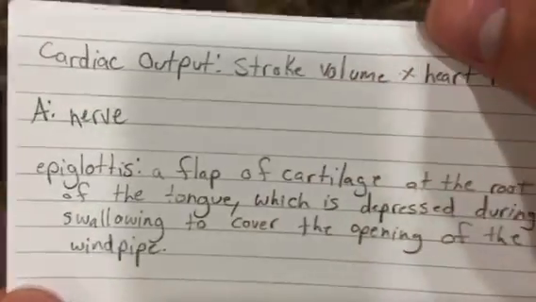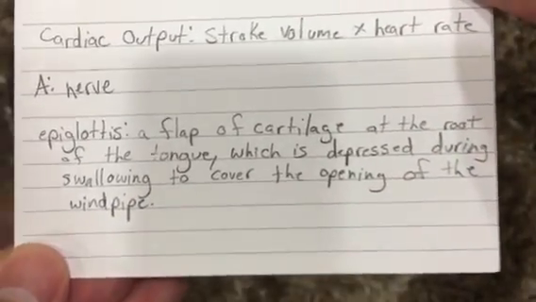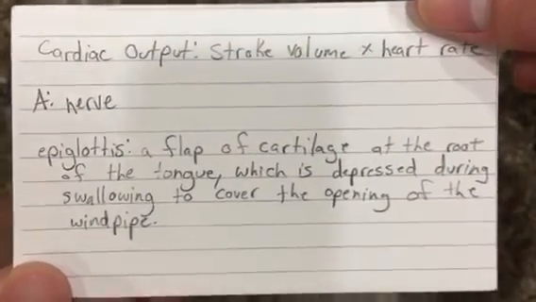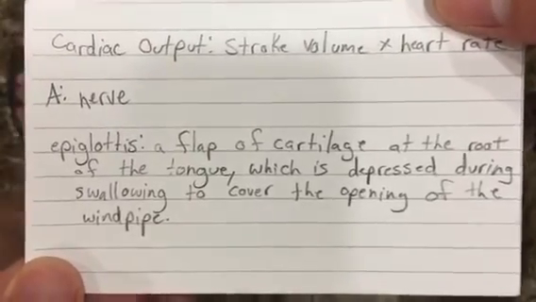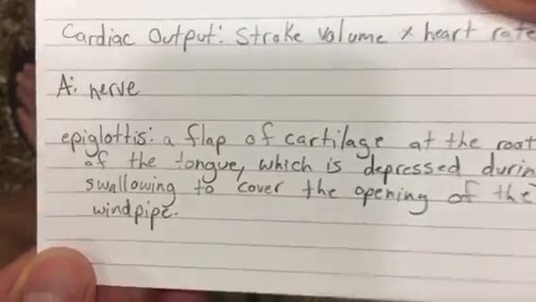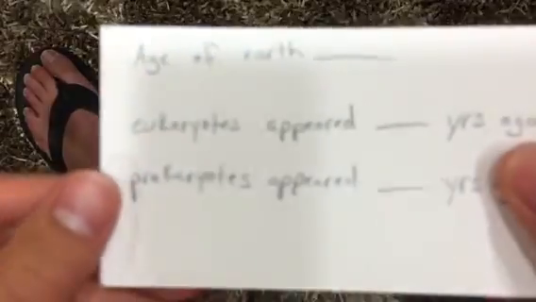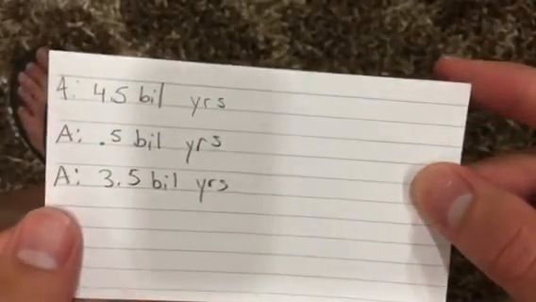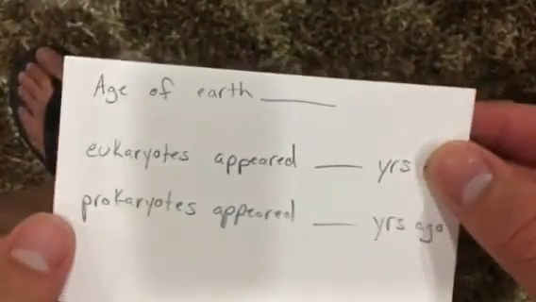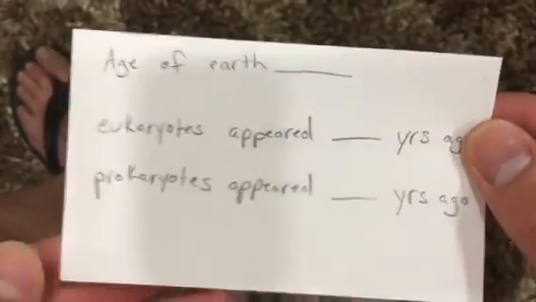Epiglottis, a flap of cartilage at the root of the tongue, which is depressed during swallowing to cover the opening of the windpipe. Age of the Earth, 4.5 billion years. Eukaryotes appeared how many years ago? 0.5 billion years ago. Prokaryotes appeared how many years ago? 3.5 billion years ago.